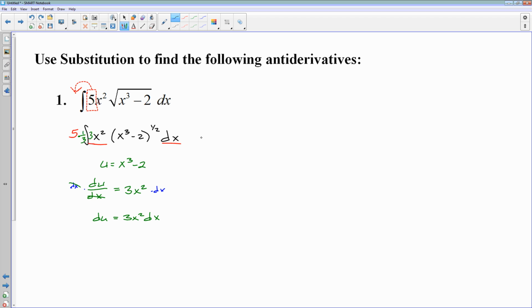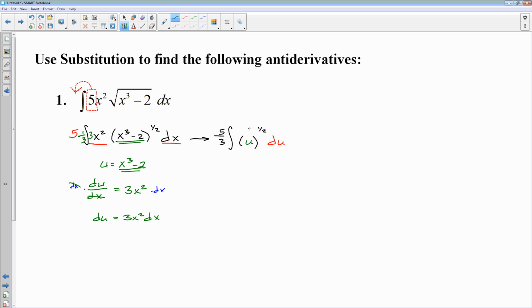So let's go on with the substitution, and I'm going to substitute out some stuff. What's on the outside doesn't change. So this 5 times 1/3 on the outside of the integral is going to stay there. I'm going to write it as 5/3. Maybe that was an ugly integral sign. Let's try that again. That's a little better. Now 3x squared dx, all of that is my du. So I'm going to take out 3x squared dx. That's my du. On the inside, x cubed minus 2 is my u. So instead of x cubed minus 2 to the 1/2, I'm going to have u to the 1/2.